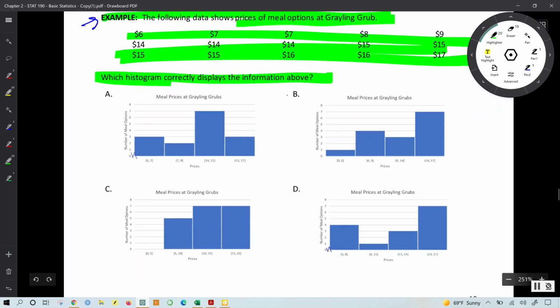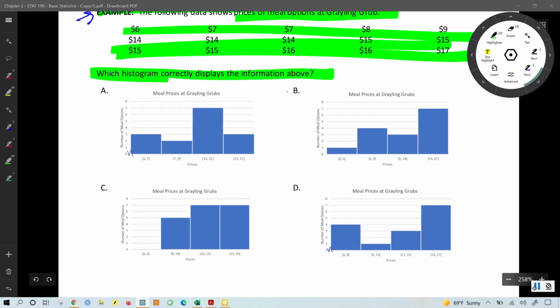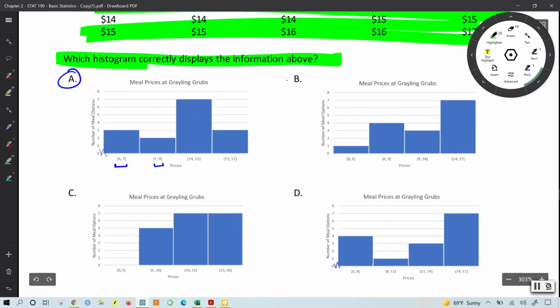Let's zoom in here. For the first option, A, you observe that this class runs from 6 to 7, and this is running from greater than 7 to 9, because you have parentheses here. But then, after 9, you see that there is a jump. There is no accounting for from above 9 to less than 14. In this case, we can say that missing space is bad. So this is not a good histogram.